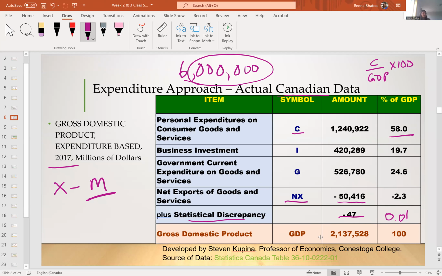How do we check it? One thing, whatever GDP you calculate using expenditure approach will always be equal to GDP calculated through income approach. If it's not equal, there is statistical discrepancy. And if there is more than expected, then there is a problem that you took wrong numbers or something, right? Otherwise, 0.01% kind of statistical discrepancy is okay. It is because of the rounding. One example for that.